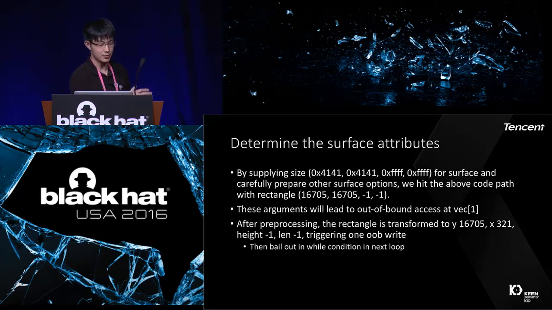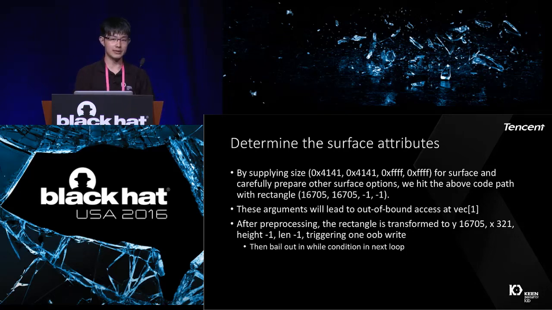After some testing, we chose to use these four attributes, 4141, 4141, FF, as a rectangle, and it will be normalized to y coordinate 16705 and x coordinate 321, with height and length both set to -1, and trigger one OOB write, and then it will bail out in the while condition.